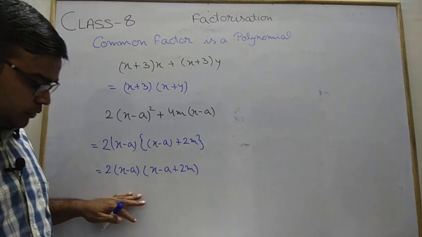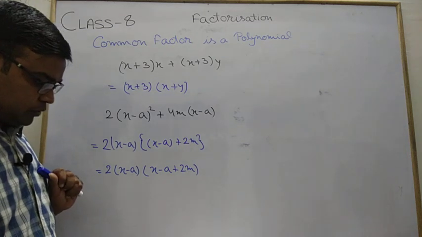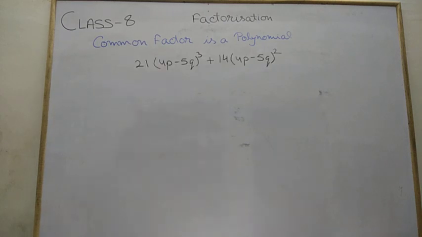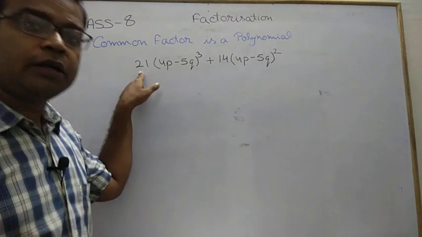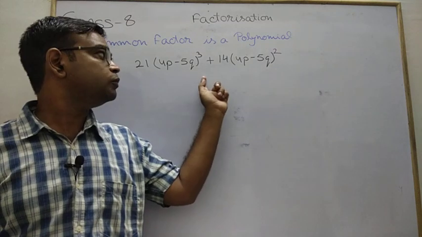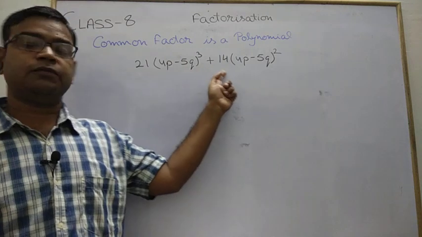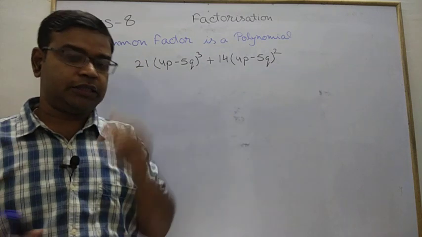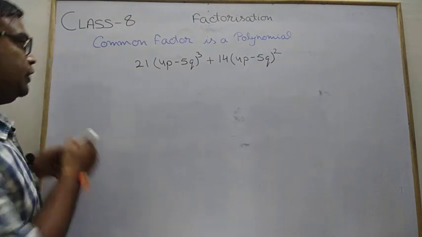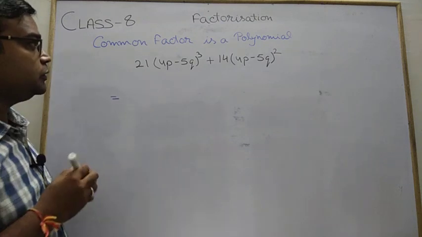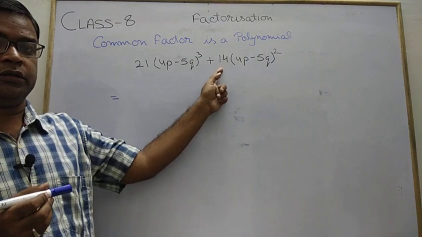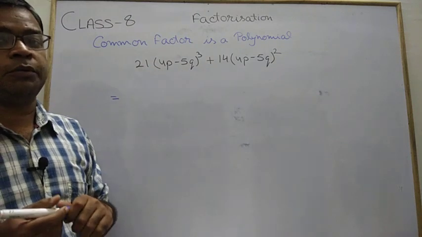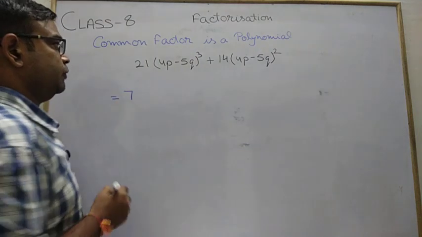Okay, I wish to move to some more complex questions. This is our next question. It says 21 (4p minus 5q) whole cube plus 14 (4p minus 5q) whole square. How do we simplify this one? One by one, see the steps. In the very first step, we check the numeric coefficients. Here we have 21, here we have 14. So out of 21 and 14, 7 is a common factor.